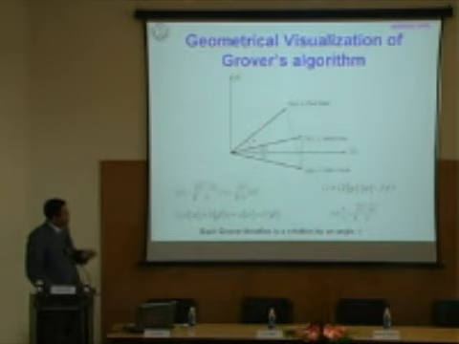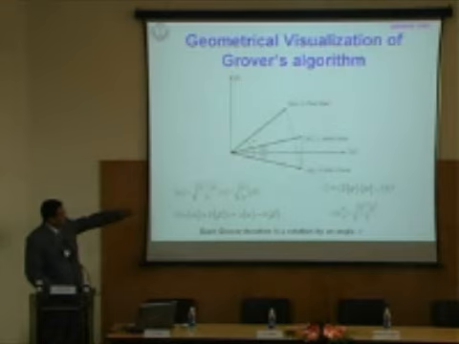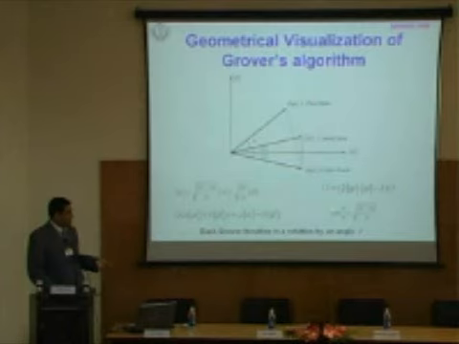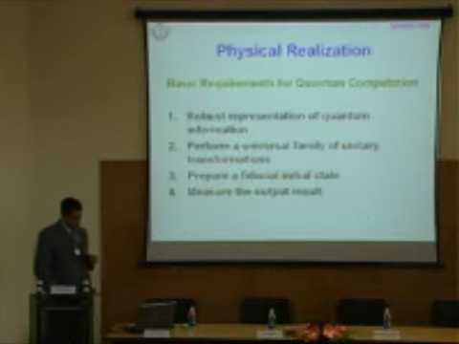Two reflections are like a rotation. So slowly what we are doing is rotating the initial state towards beta. Each Grover iteration is a rotation by an angle theta, where cos(theta/2) is this. So slowly we are trying to come to the final state.